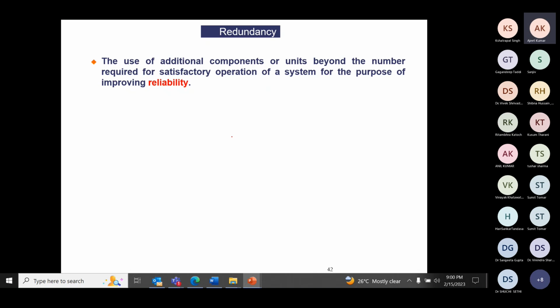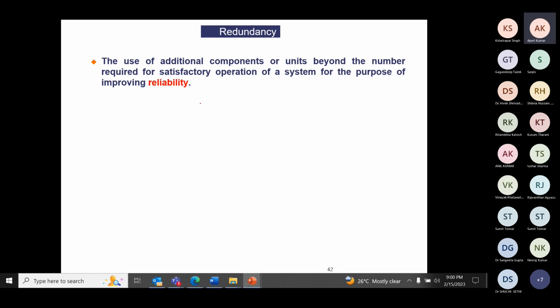Excuse me, sir. Please. Sir, as you said, as the reliability increases, the cost also increases. So if we want to make a cost-effective reliable system, do we need to have a trade-off between reliability and cost?